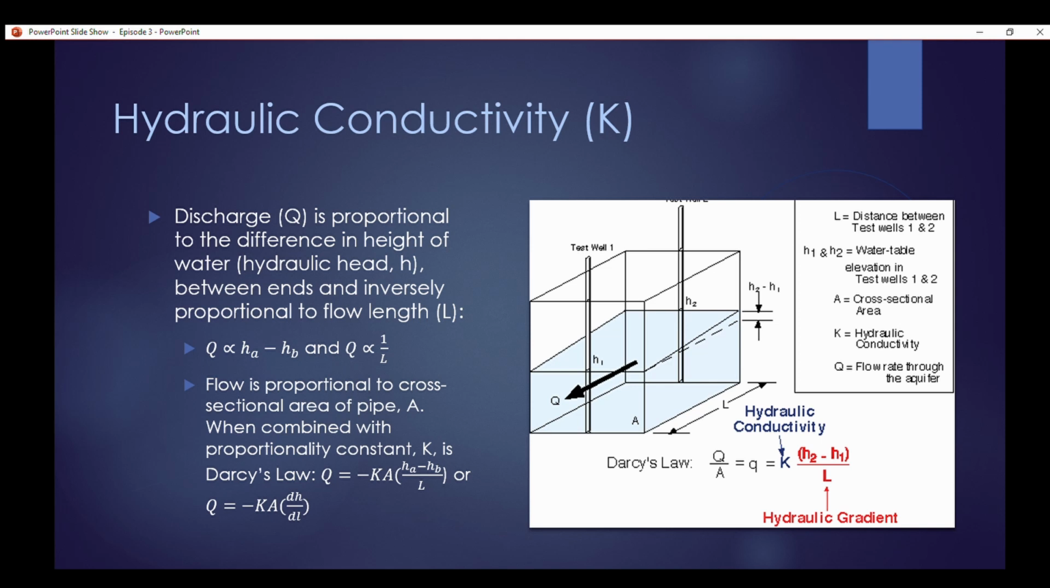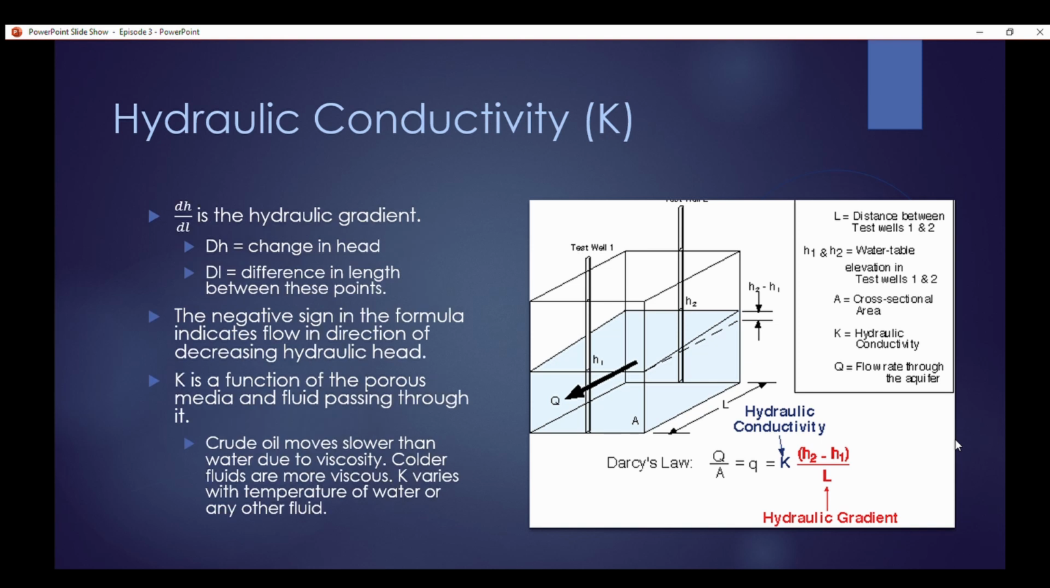This is another cool visual. A equals the cross-sectional area, K is your hydraulic conductivity, Q is your discharge or flow rate through the aquifer, L is the distance between these two wells, and then your hydraulic head, like I said, is going to flow from high to low. So this one's the higher head, this one's the lower head. Flow path is going this way. And like I said, dH over dL, first calculus, because that's the hydraulic gradient. dH is the change in head, and dL is the difference in length between those two head points.